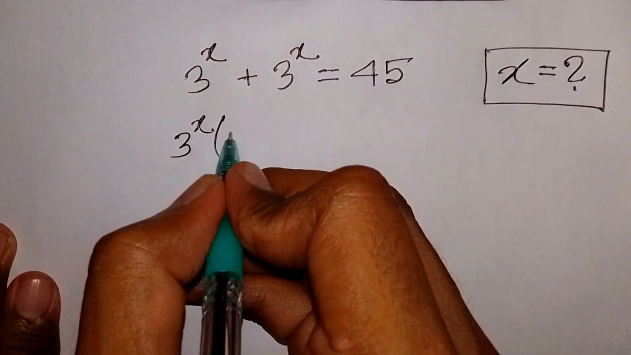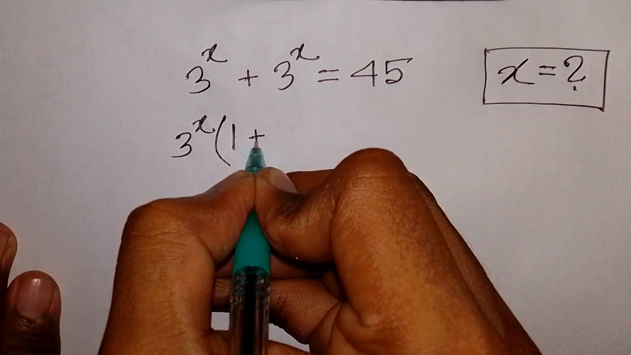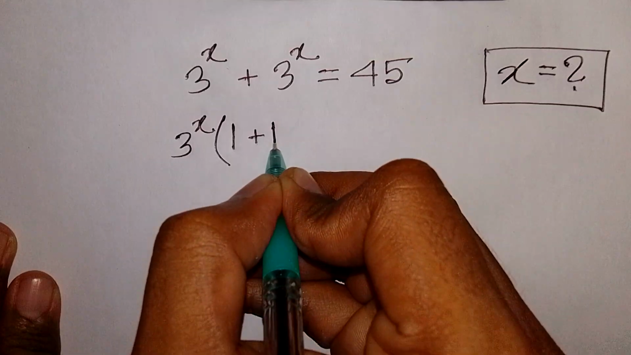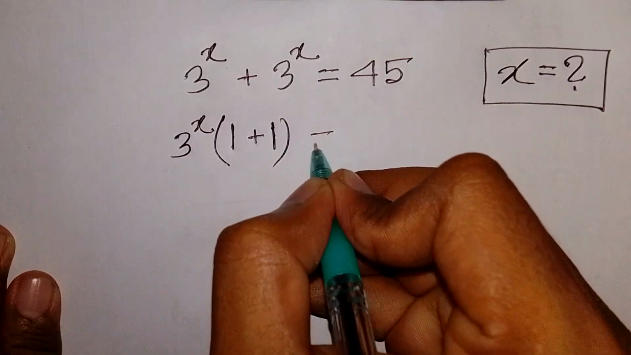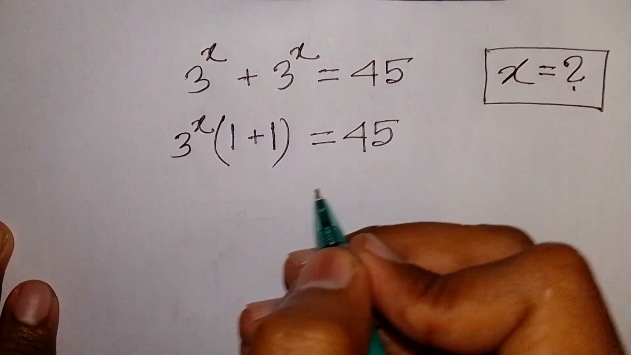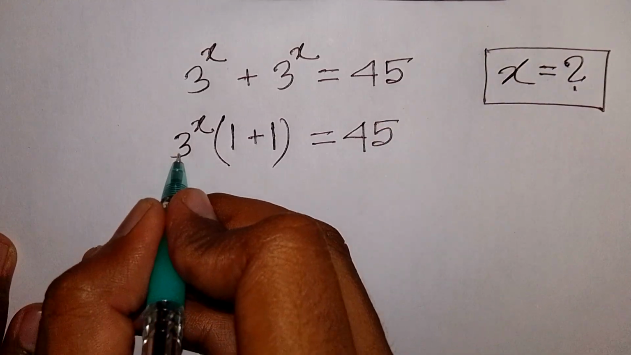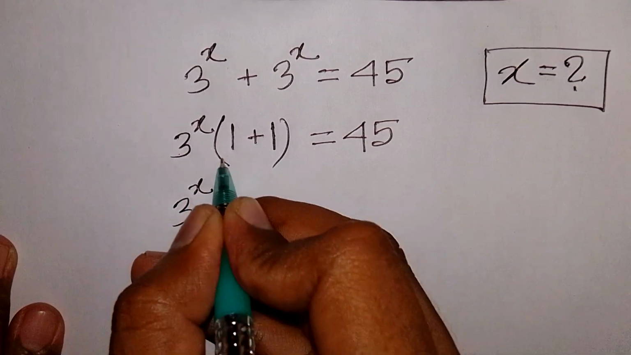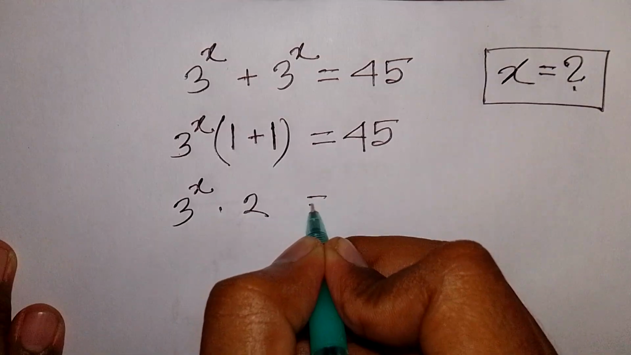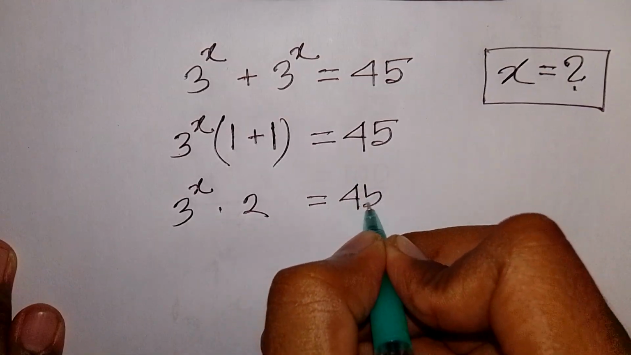This divided by this, that means 1, plus this divided by this, that means 1, bracket close, is equal to 45. In the next step, we have 3^x times (1 plus 1, that means 2) is equal to 45.